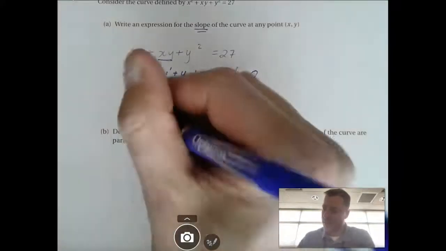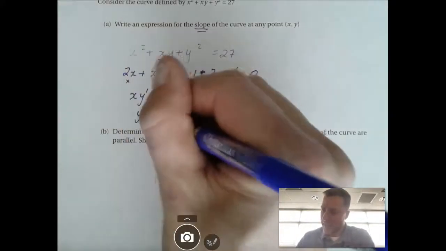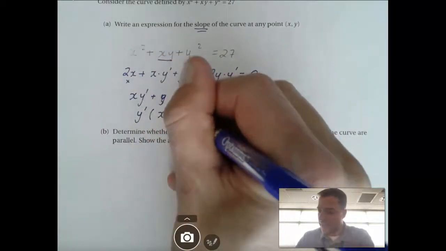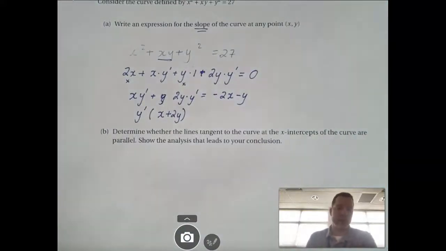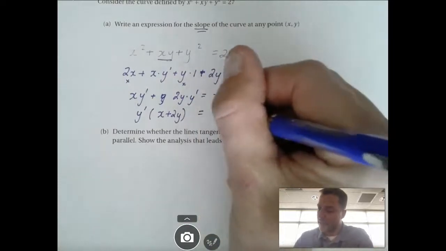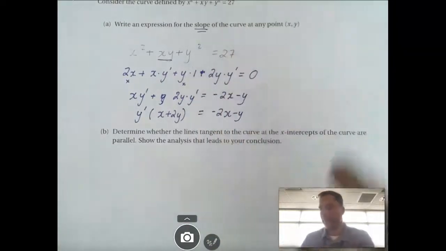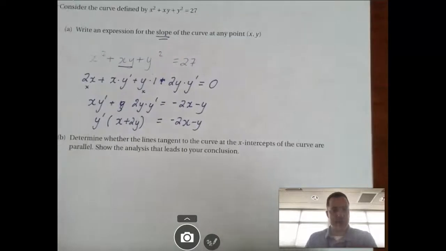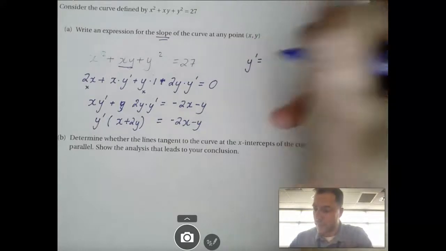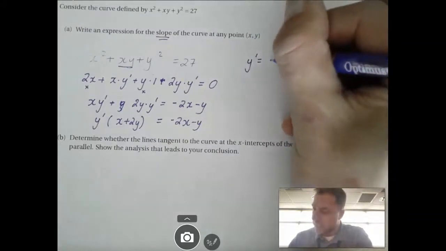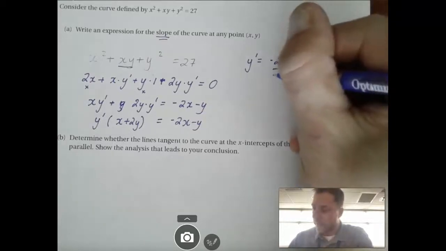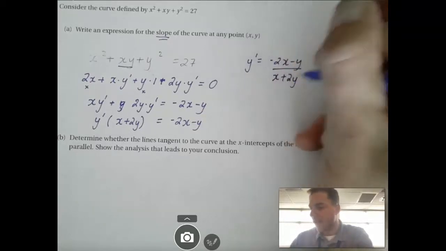And because both my terms have a y prime, I'm going to factor that out now. I'm going to be left with x plus 2y in parentheses, because I'm factoring the y prime out of both terms on the left side. And that's going to be equal to negative 2x minus y. The final step here is just dividing each side by x plus 2y. So my derivative y prime, or dy/dx, is going to be negative 2x minus y all over x plus 2y. And there's our derivative.